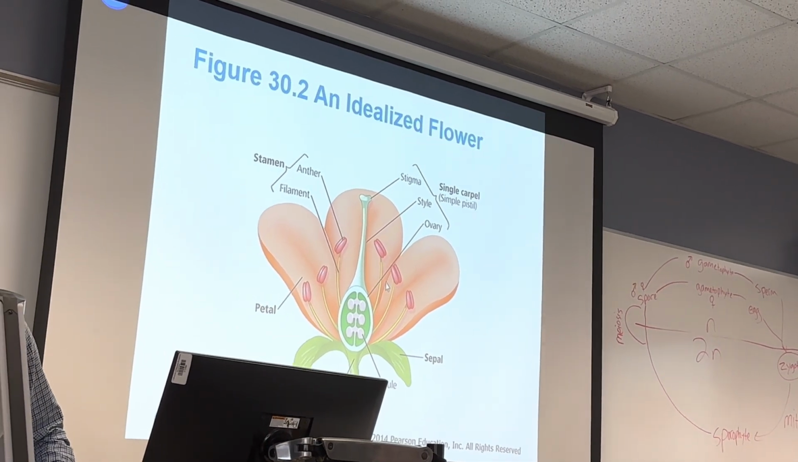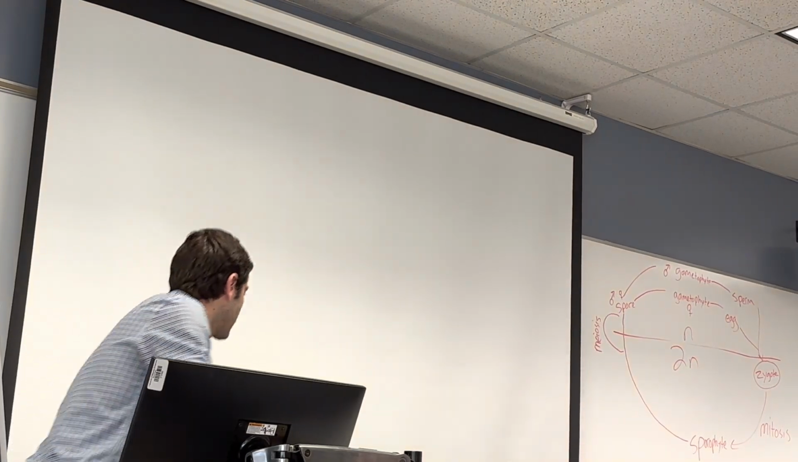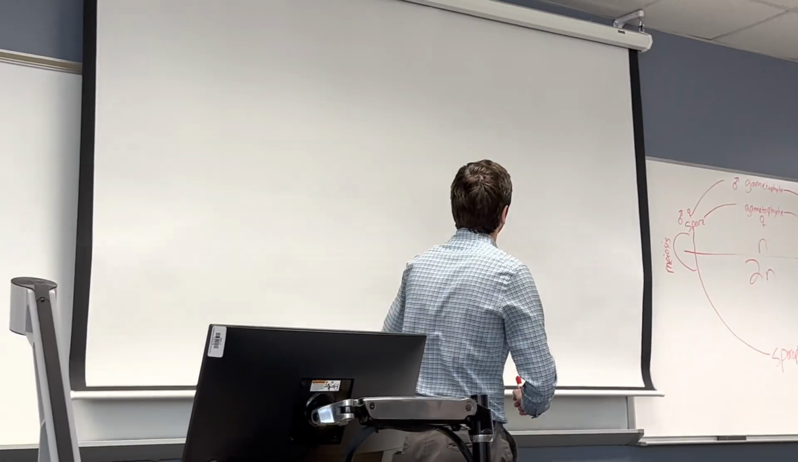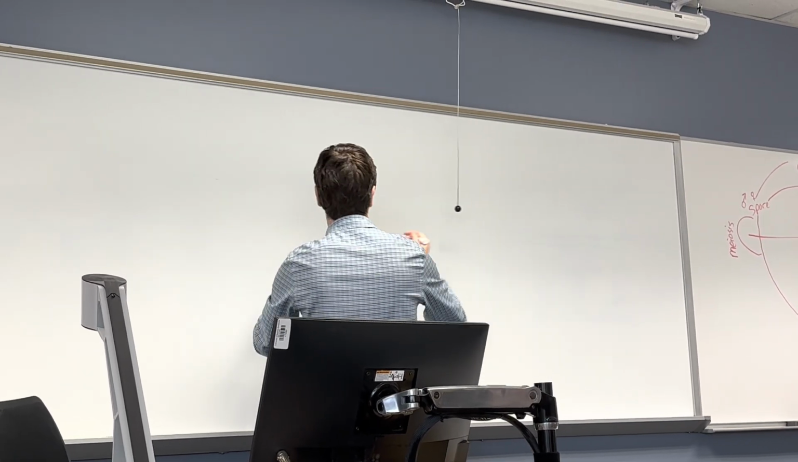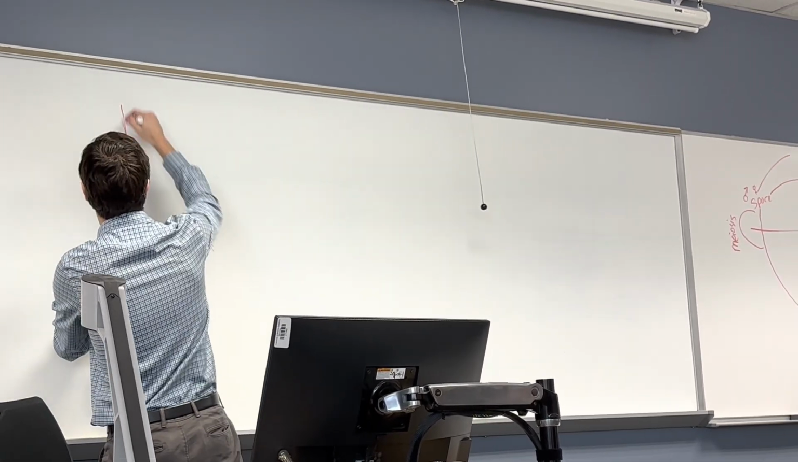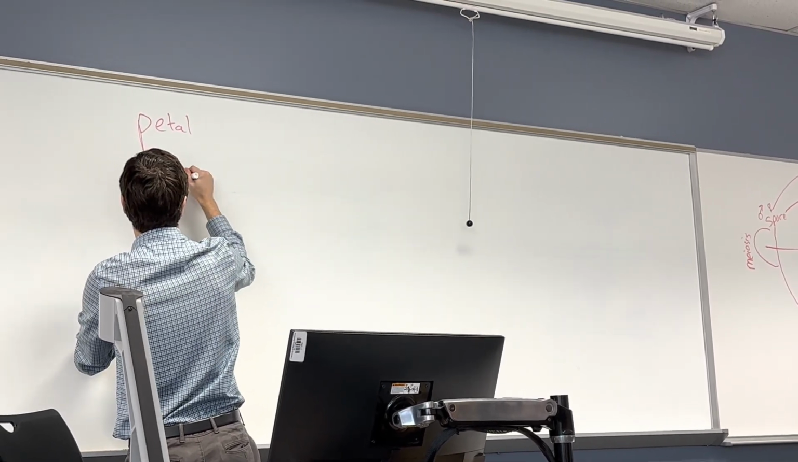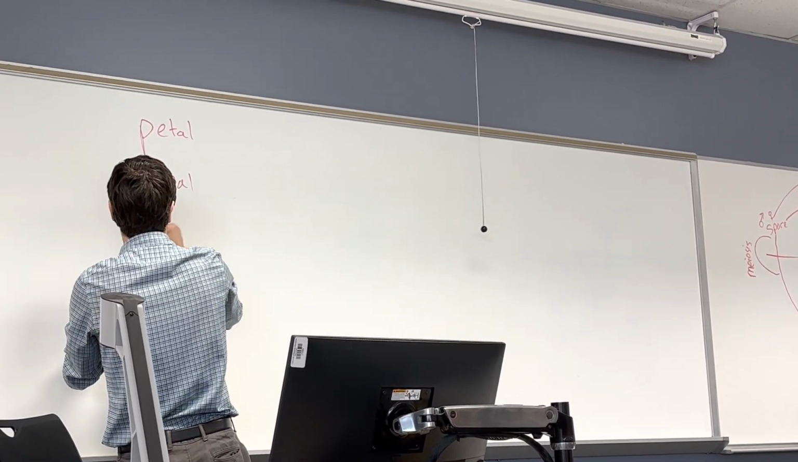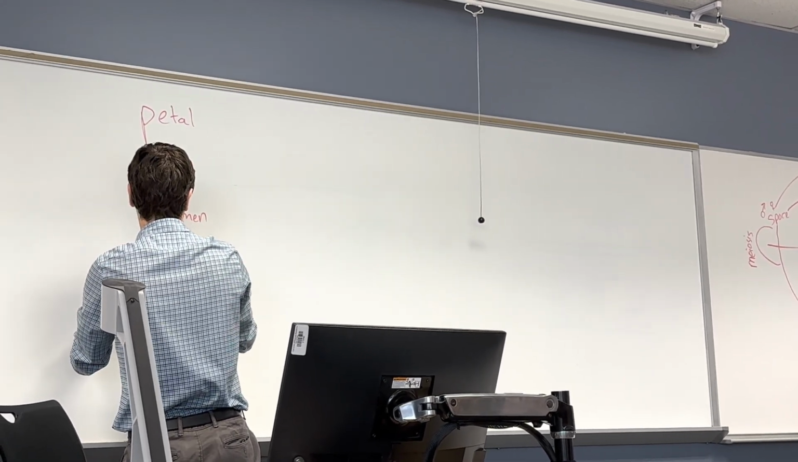So I'm going to go back to the board and I'll do it right here and talk about each of those 4 reproductive structures. So petal, sepal, stamen, and carpel.